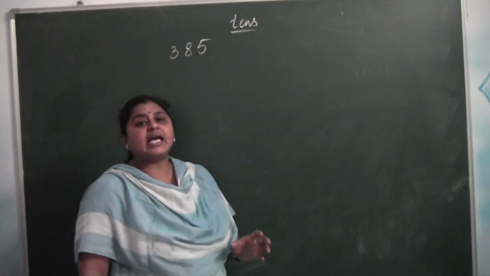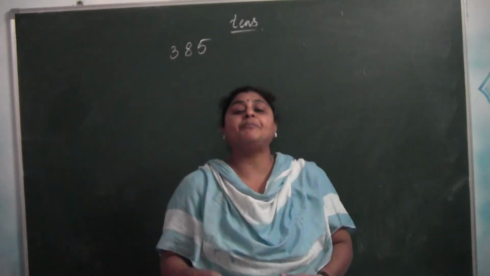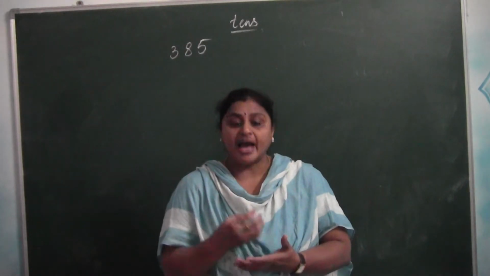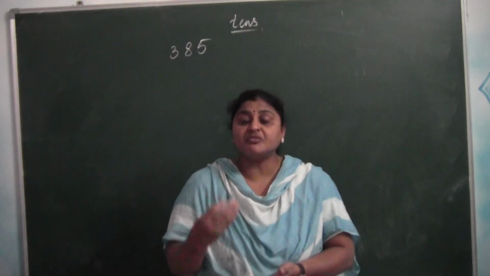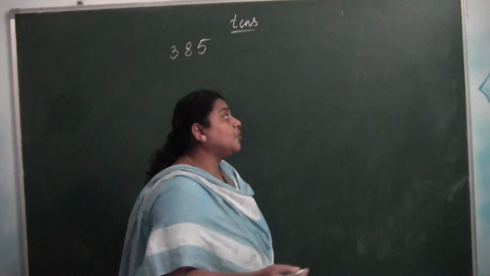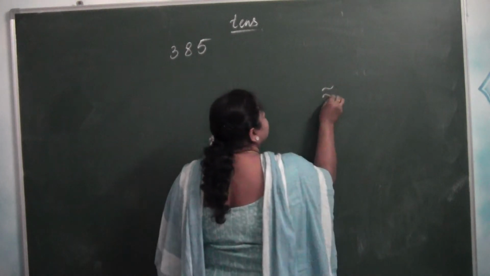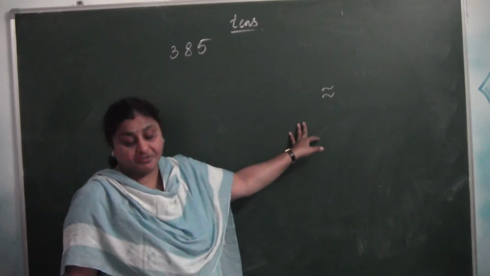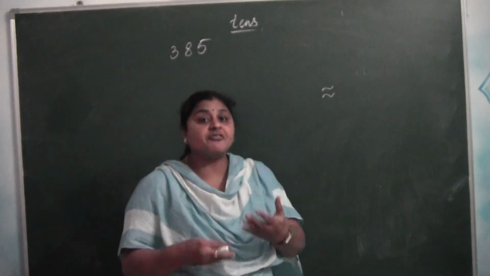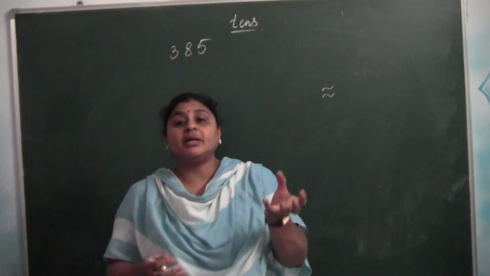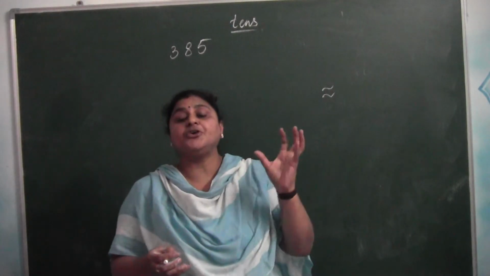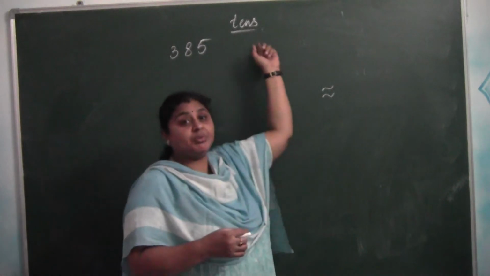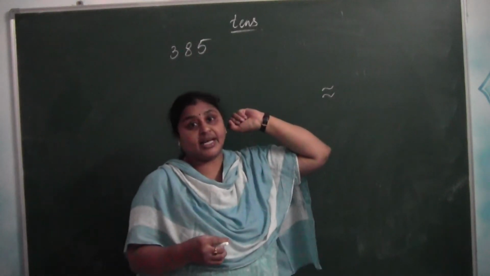Rounding of the numbers is nothing but you are taking the approximate value of that. So approximate value has a symbol. Like what is the symbol used for that? This is the symbol used for the approximate value of the number. I mean to say, when you have rounded off the number, it is nothing but the approximate value of the given number. Now I have said you 385 to be rounded off to nearest tens.